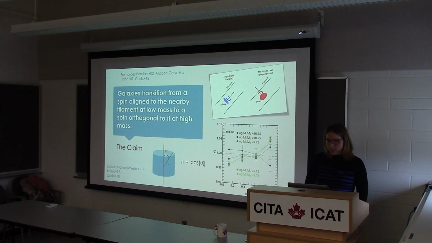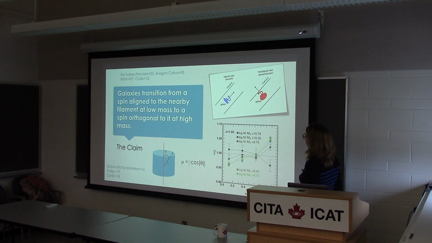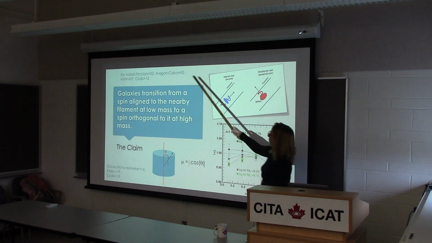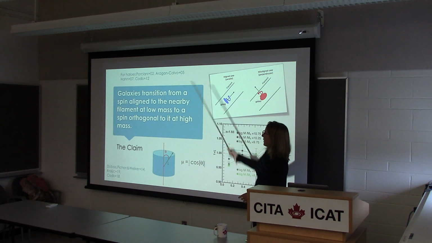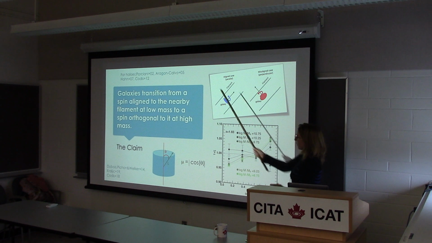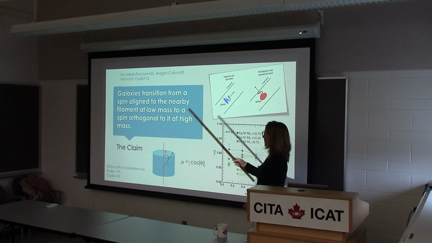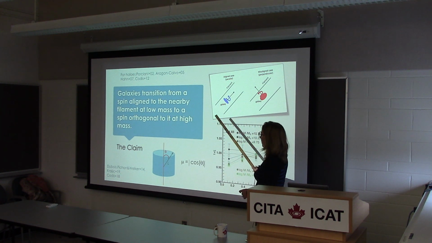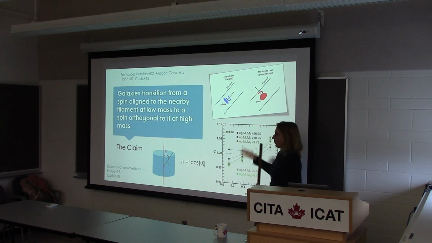This has been investigated quite a lot, mostly in the last 2 decades. First for halos, there are many papers relevant to the subject, and I'll just highlight a few, first for halos and then later on for galaxies. The claim is very simple: galaxies, or halos, transition from a spin aligned with their nearby filament at low mass to a spin orthogonal to their nearby filament at higher mass. So there is a transition from aligned to orthogonal as you grow in mass.